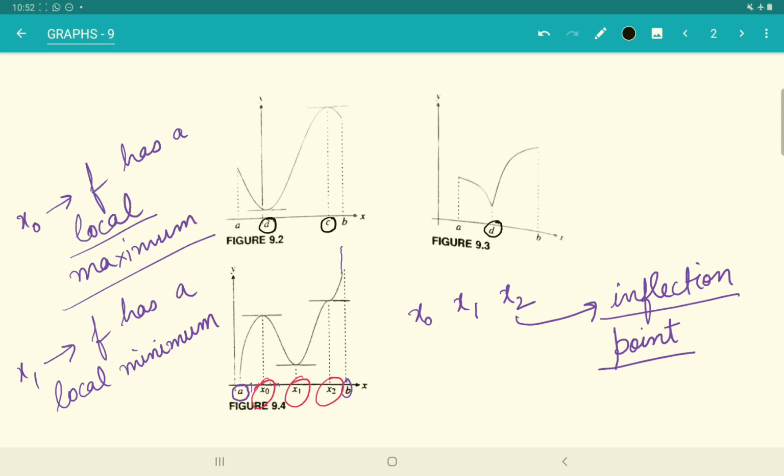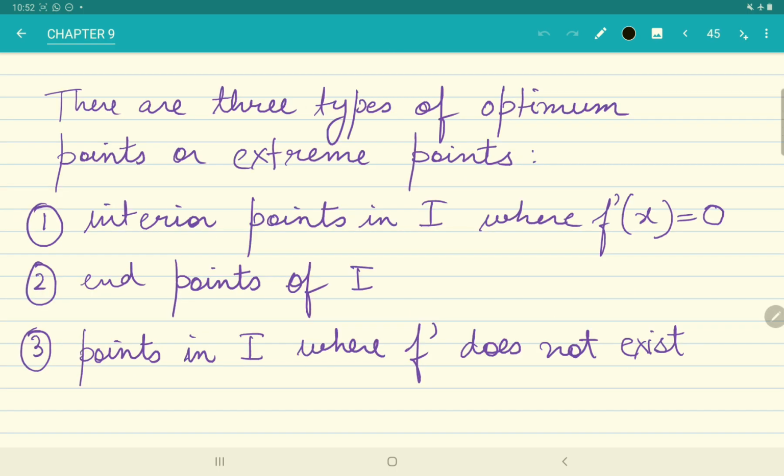So that is something we need to keep in mind, that this is an example of that third type wherein we see little d and this is a minimum point, but here the function is not differentiable. So f prime does not exist at little d. Now, most of the functions economists study are usually differentiable everywhere. So we are not that much concerned about extreme points of the third type.